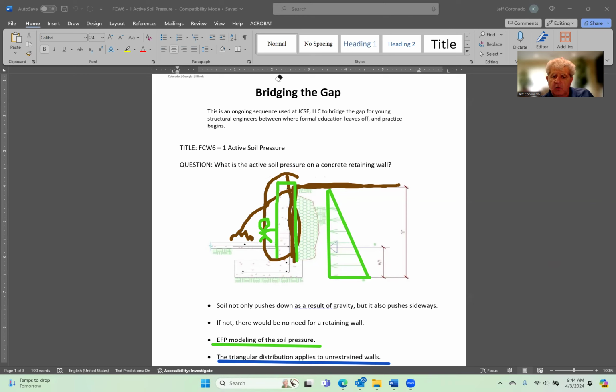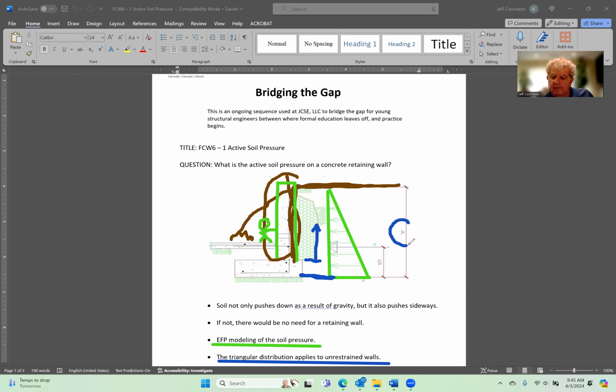Notice how the bottom of the triangle that represents the equivalent fluid pressure is at the same height as the footing. Many younger engineers will probably make that mistake, thinking that the triangle distribution starts at the top of the footing and works from there. The reason I mention that is because the pressure of this triangle is dependent on the height below the top of the soil.